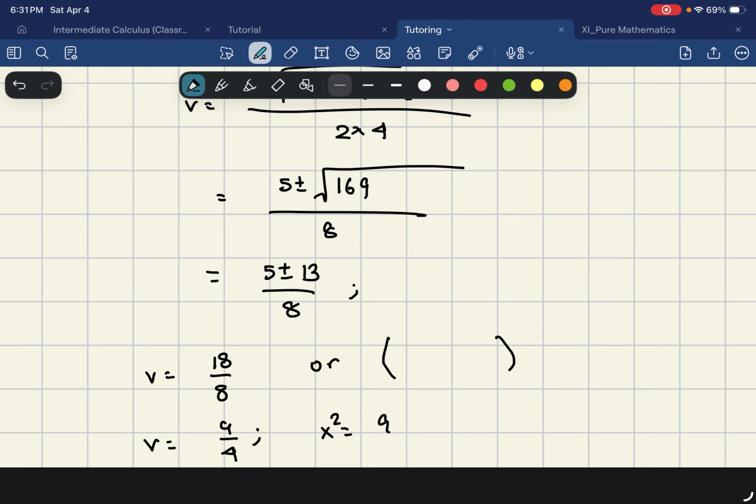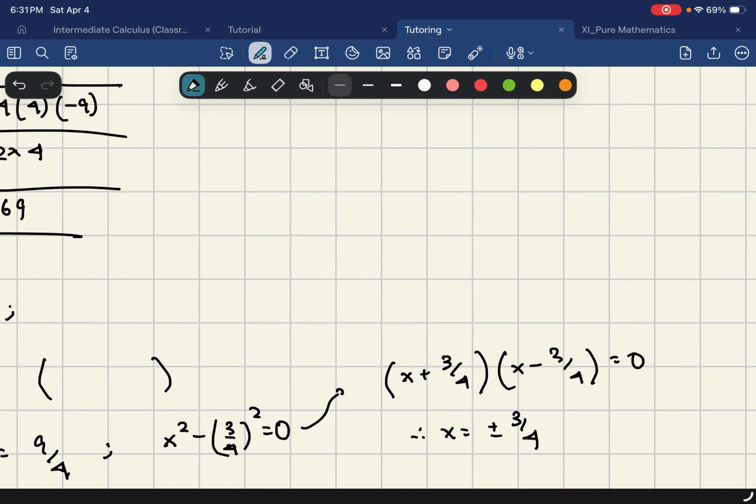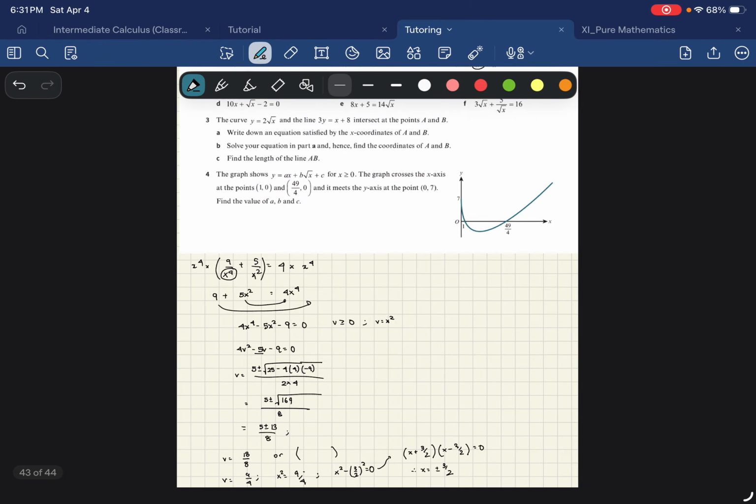x squared is 9 by 4. And if you factorize, so if you say x squared minus 9 by 4, which is just 3 by 2 squared, is equal to 0. And if you factorize this using the a squared minus b squared formula, you get x plus 3 by 2, x minus 3 by 2 equals 0. So ultimately, you will see that your solutions are plus or minus 3 by 2, because 2 squared is 4 and 3 squared is 9. So that should be your solution to part K.